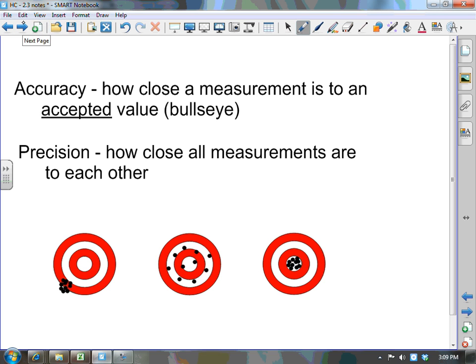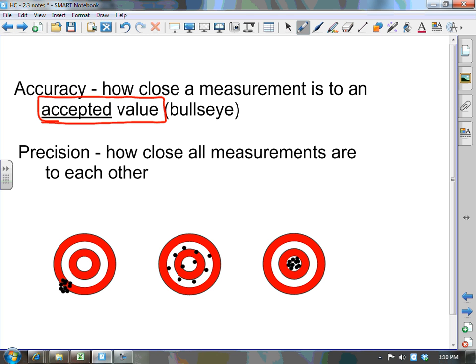Accuracy, think of it like a bullseye. You're throwing darts at a dartboard. How close are you to the center, to the bullseye? That is accuracy. And what we're trying to do in science measurements, and any type of measurements, if we're dealing with accuracy, we're talking about how close are our measurements to an accepted value. Whether that's a standard or some type of other measurement in which there's a universal expectation for what that value should be.